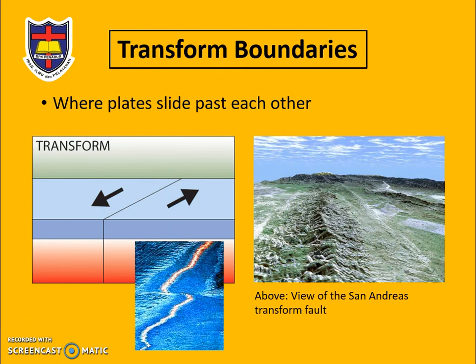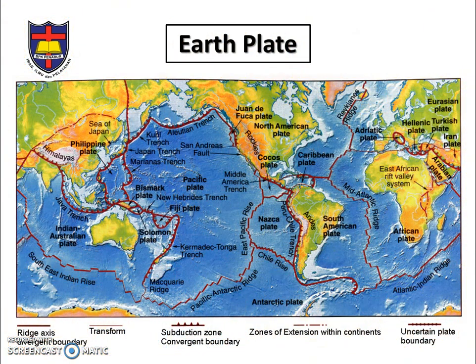The third type of boundary is transform boundaries, along which plates slide past each other. The San Andreas Fault, adjacent to which the US city of San Francisco is built, is an example of a transform boundary between the Pacific Plate and North American Plate. This map summarizes all the known plate boundaries on Earth, showing whether they are divergent, convergent, or transform boundaries.